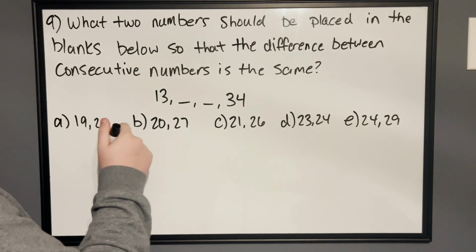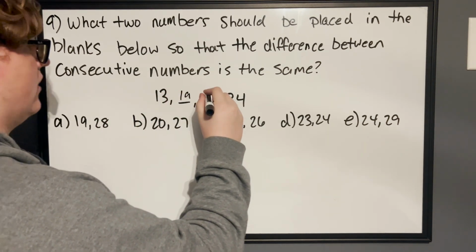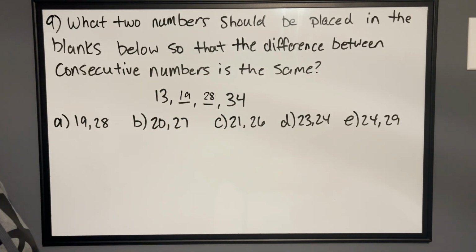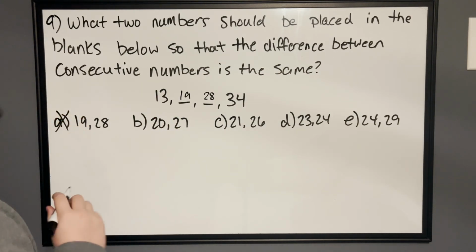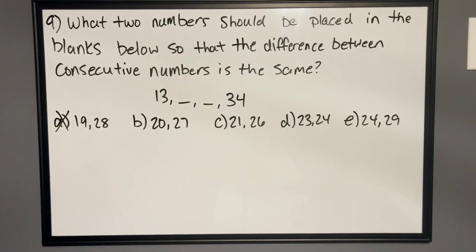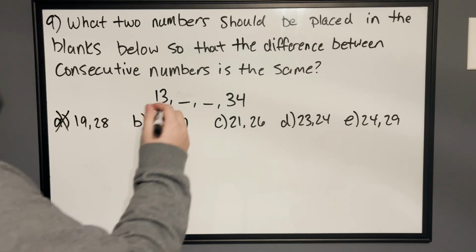Well, the first thing we would try to do is plug in 19 and 28. And we see that the difference between 13 and 19 is only 6. So A is out automatically. So now let's look at B. We have 20 and 27. So let's plug them in.